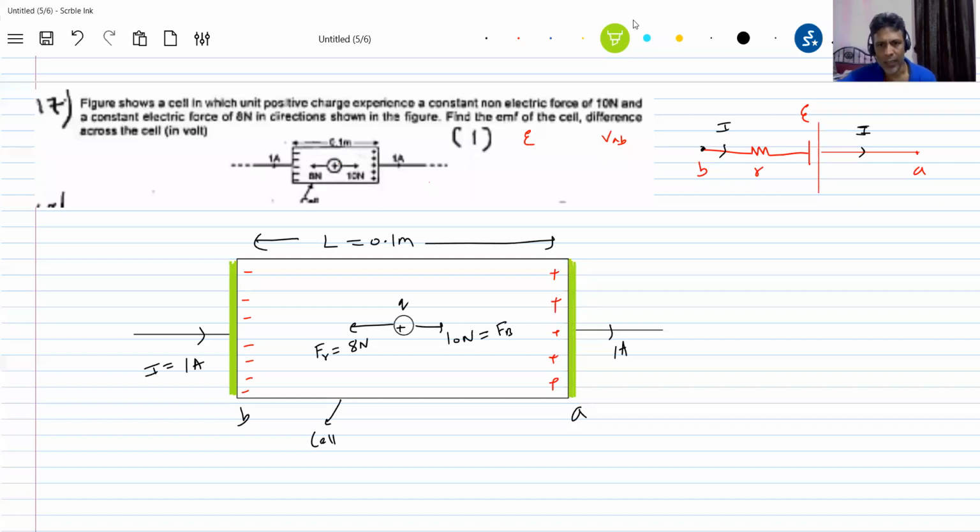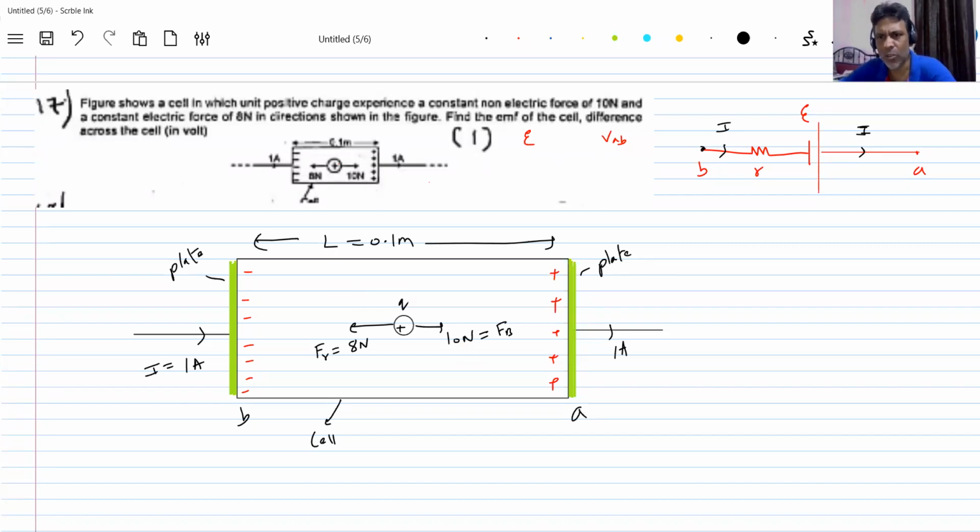So these are the plates, positive plate and negative plate. The internal resistance depends on the material and the plates. Not only the material, even these plates also will contribute. Okay, directly you go for work done.